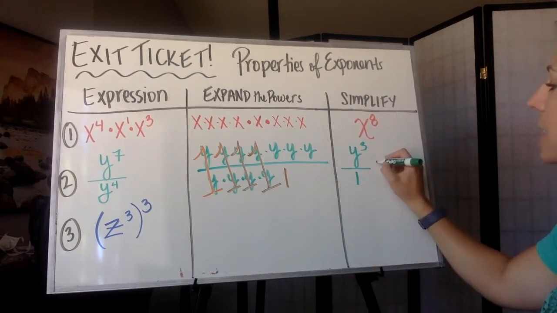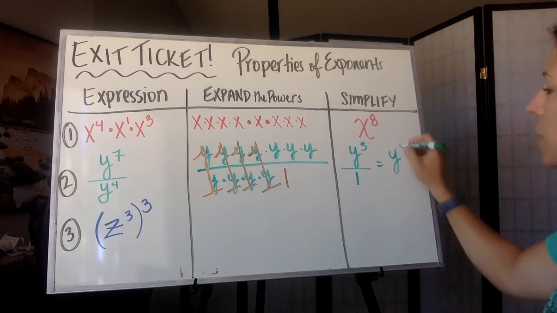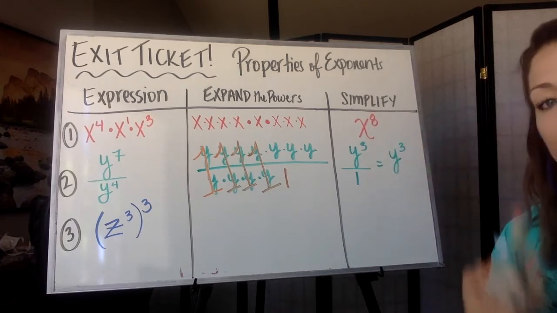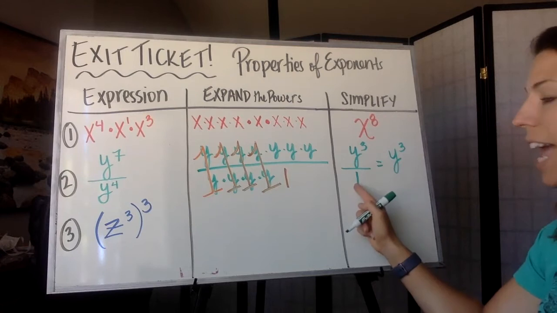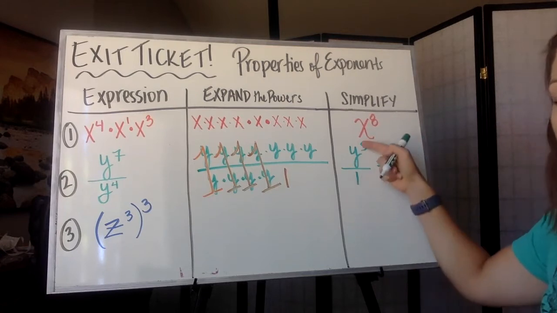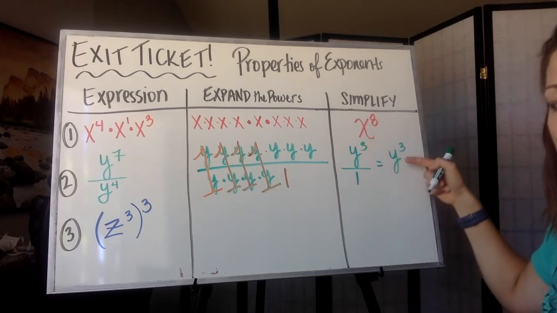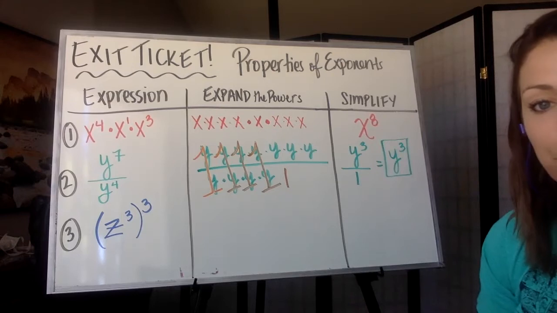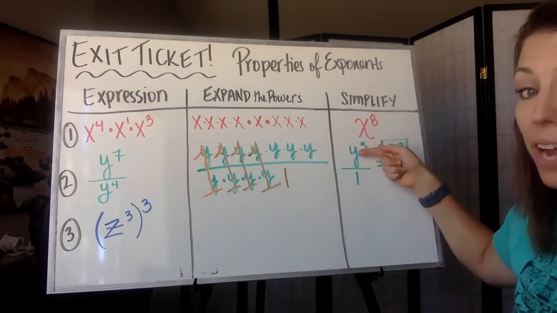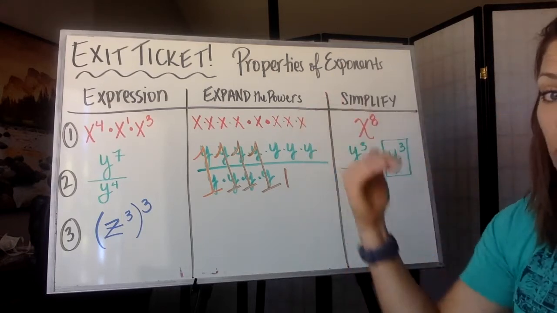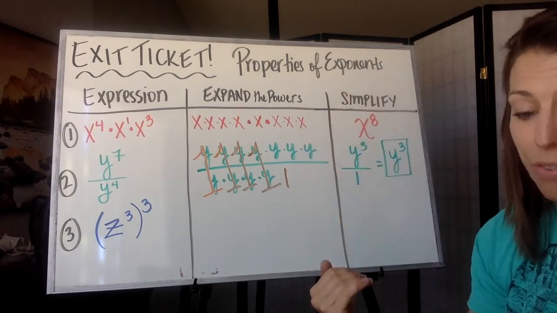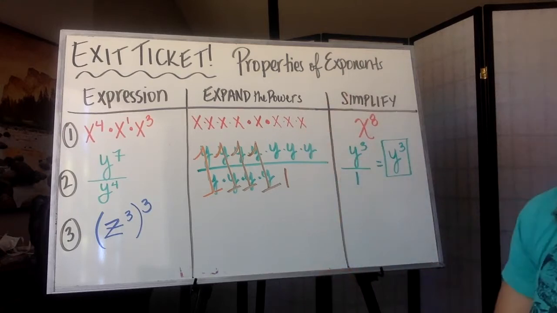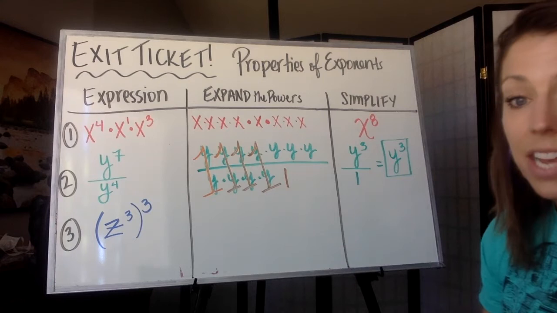Can I write that as just y to the 3rd power? Yes, I can, because when I have 1 in the denominator, anything divided by 1 is a whole number or a whole power. Your final answer here is y to the power of 3. Now, if that 1 had been in the numerator, that's a different story because 1 divided by a number means that number is a fraction. All right, last exit ticket, number 3.